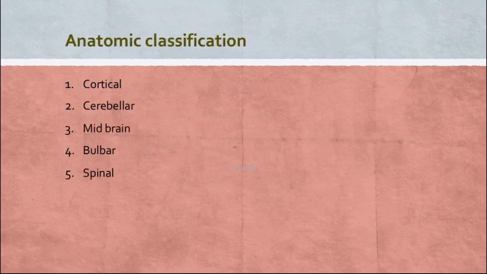Then the classification can be based on the anatomical position, the part of the body which is the central integrating station. If it is the cortical level, then cortical reflex; cerebellar level, cerebellar reflex; then midbrain reflex; bulbar, meaning the cranial nerve nuclei; or the spinal reflexes. So, this is based on the anatomy, which part is playing the role in controlling that reflex to happen.